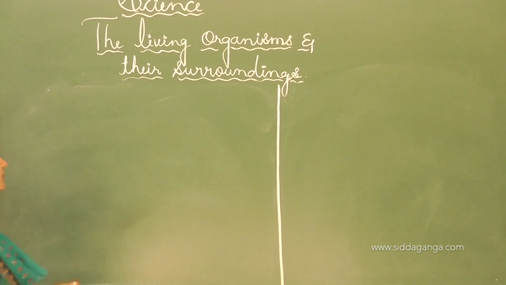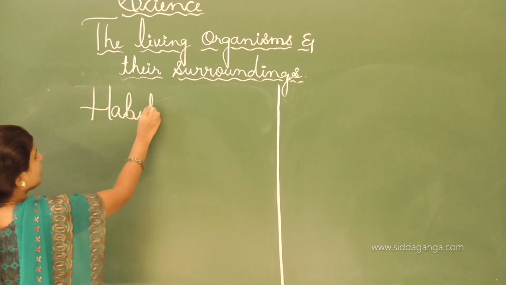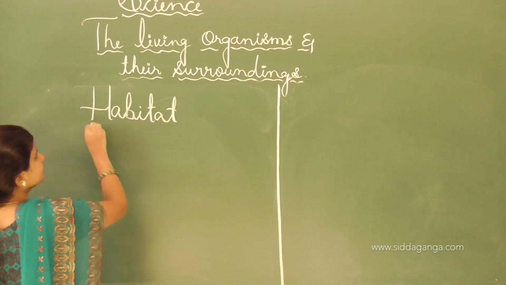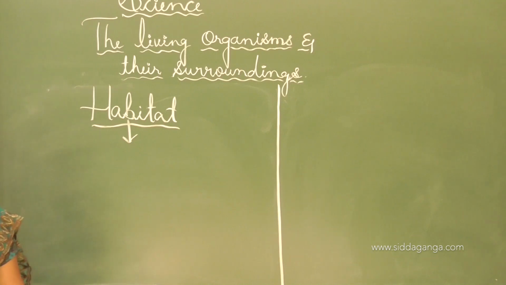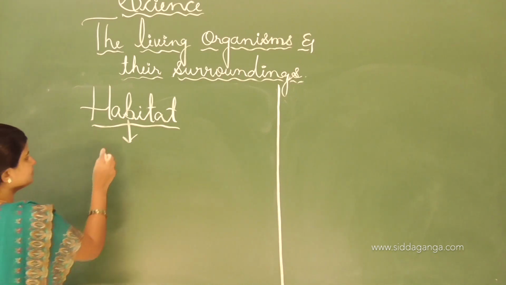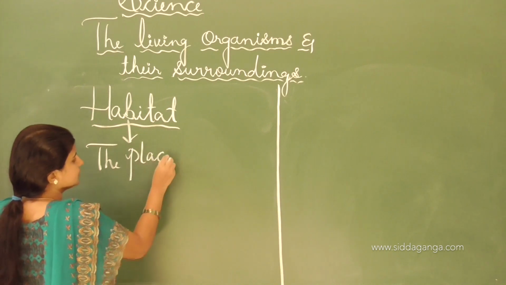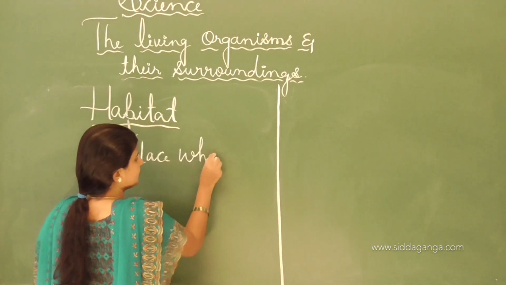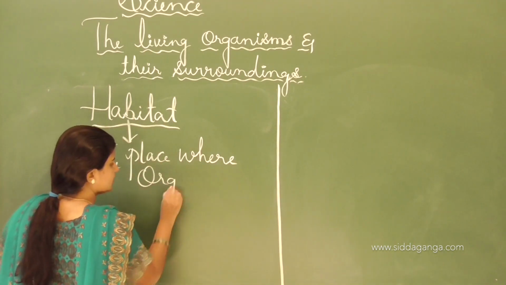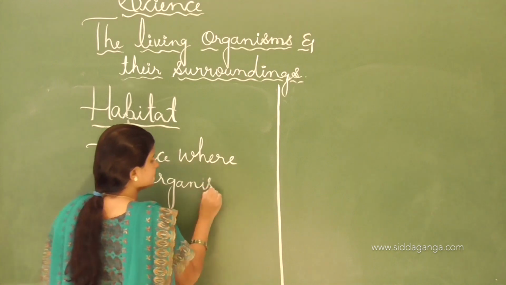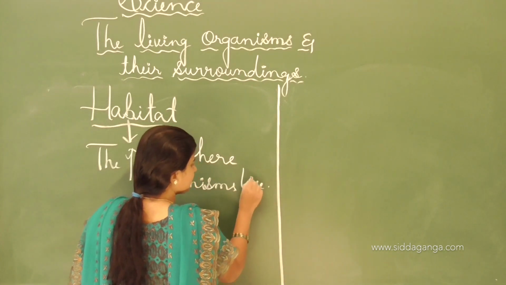Next one is the types of habitat. See, before going to the types of habitat, what is the meaning of habitat? Habitat is nothing but a place where organisms live. The place where organisms live is called a habitat.